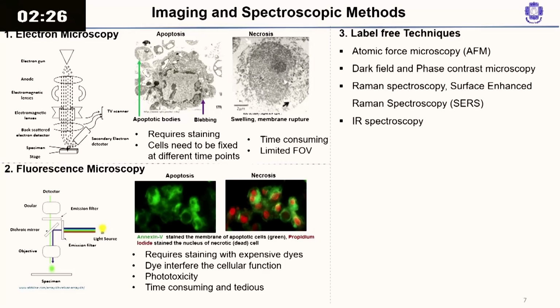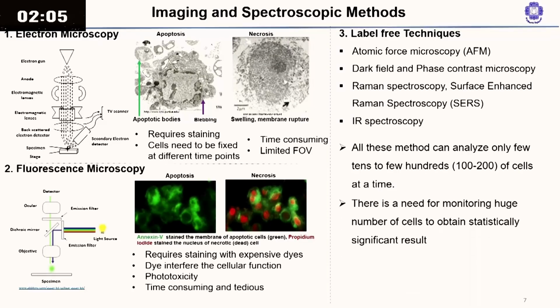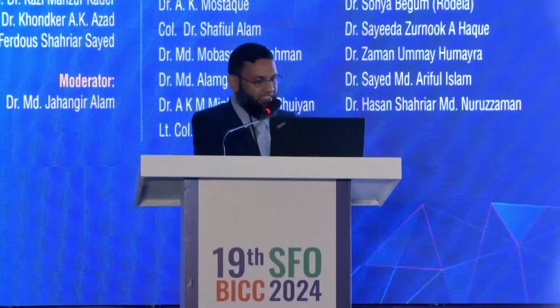There are some label-free techniques as well. As you can see, atomic force microscopy, dark field, phase contrast, Raman spectroscopy, IR spectroscopy, and so on. But the problem is, all of these methods can image only a few tens to a few hundred cells at a time. So it's not a high-throughput method. There is a need for monitoring a huge number of cells to get statistically significant results. That's why here we explore a method for monitoring more than 1,000 live cells at a time.